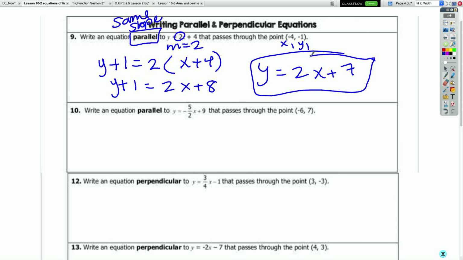Okay, our next one, what is my slope of this line? First of all, am I looking for parallel or perpendicular? Parallel, so I'm looking for the same slope. So what's my original slope? Negative 5 over 2. My point is negative 6, 1, so we are ready to plug into our point slope formula. So I'll give you a second to set that up, and then I'll go through it with you.